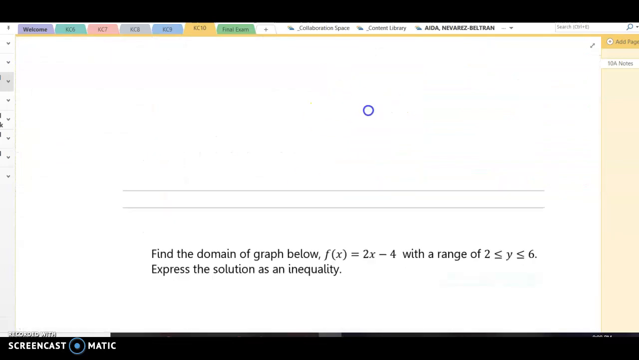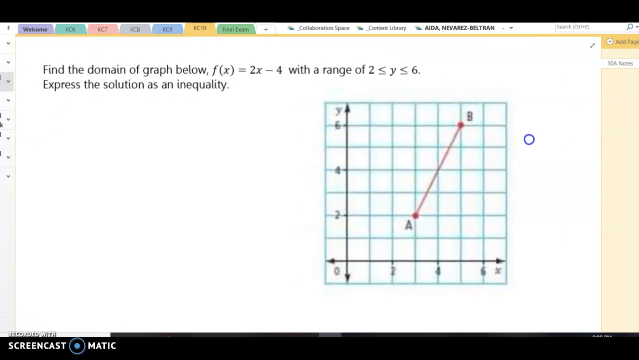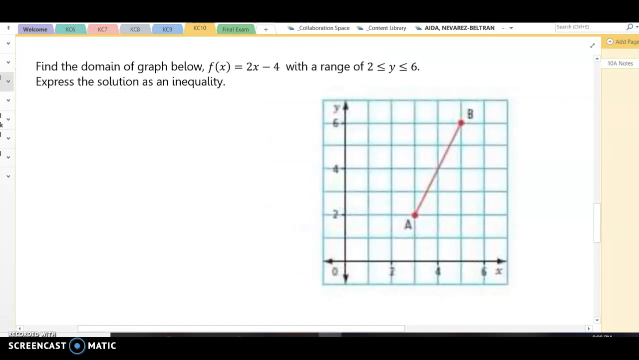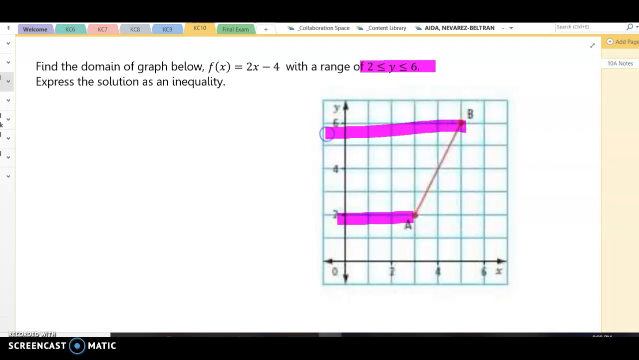Okay? Next one, we've got another one very similar. So find the domain of the graph. F of x equals 2x minus 4, and it gives you your range, right? It tells you it's between 2 and 6, right? Which we see, 2 and 6. So it says express as an inequality. So we want to find the domain, express it as an inequality, find out what numbers x is between, right? Because domain means x. It already said range, which means y. So that's why we had the letter y in between there.